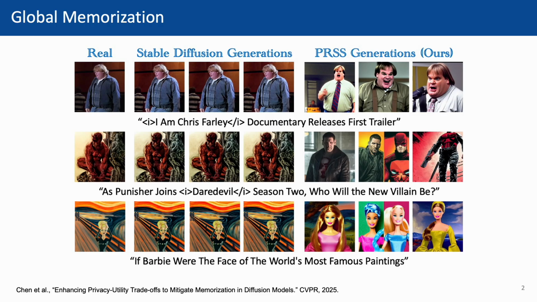First, our generations no longer replicate the training images, effectively reducing memorization and improving privacy. Second, the outputs are still of high quality. They are realistic and remain well aligned with the user prompt. This shows that the privacy has been improved with minimal sacrifice to utility.